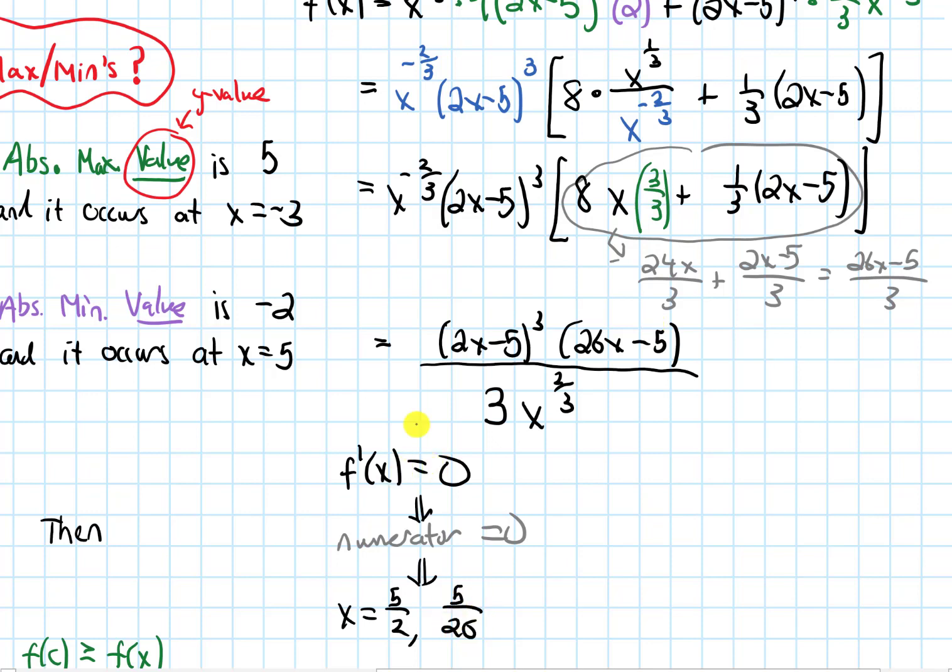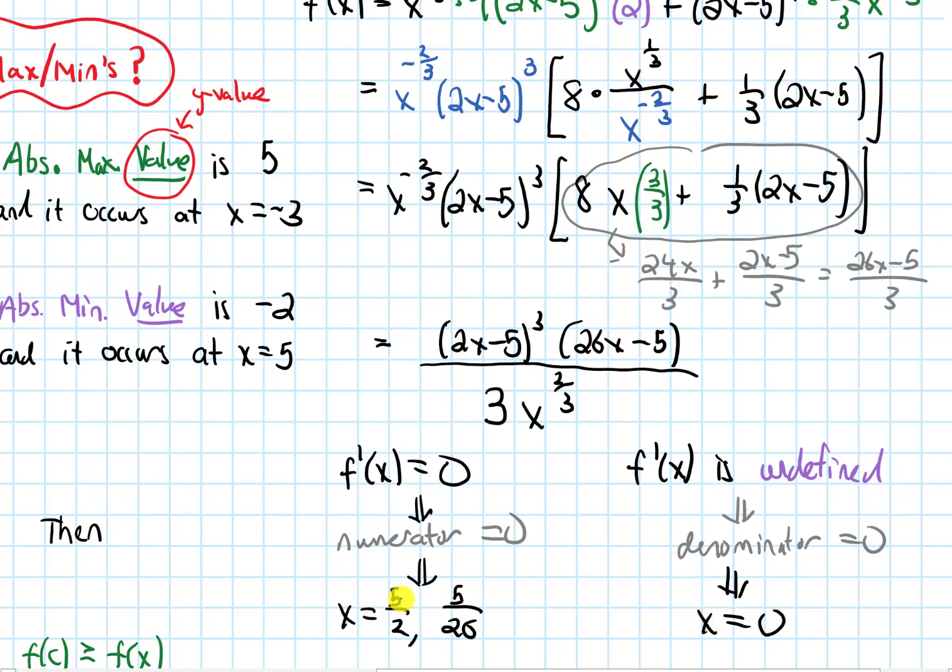We also need to figure out when our derivative is undefined. So when is our derivative undefined? f prime of x is undefined when I need the denominator to be 0. That will make my fraction undefined. The denominator needs to be equal to 0, and that's going to happen when x is 0.